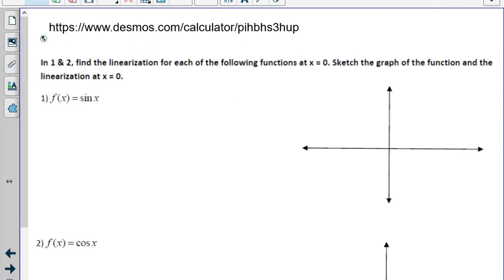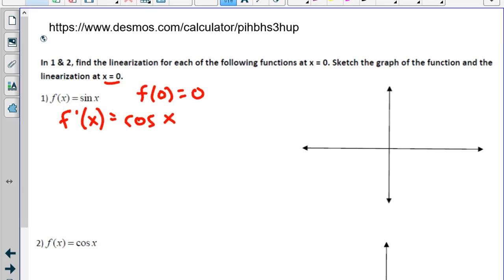So what we're going to do is we're going to find some linearizations right now. First thing we want to do is, since we know that it's at x equals 0, we need to find the value of the function at x equals 0. So sine of 0 is 0. Now we'll take the derivative, so f prime of x is cosine of x. And what we're going to do is we're going to substitute 0 in there. So cosine of 0 is 1. Now we have all the information that we need.